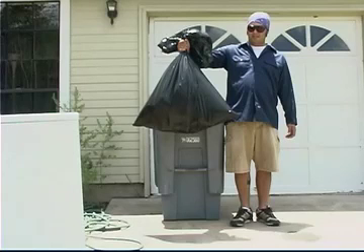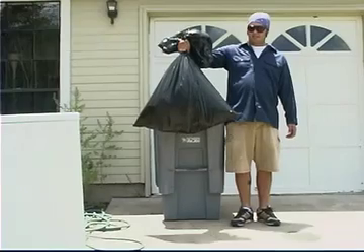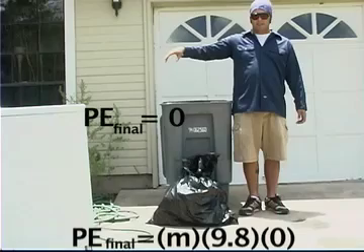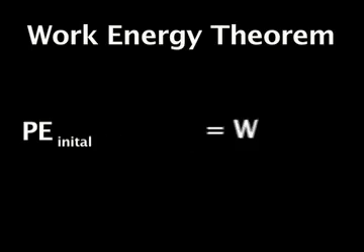According to the work energy theorem, the total work done by gravity is the starting potential energy minus the final potential energy when the bag hits the bottom. So when the bag hits the bottom, there is no height, so the potential energy is zero? That's right, Carlos. So the total work done by the force of gravity is equal to the initial potential energy.